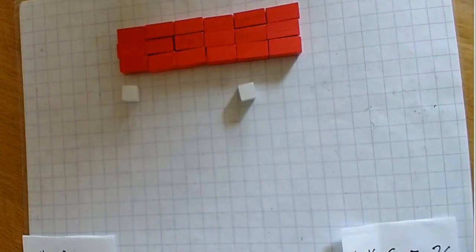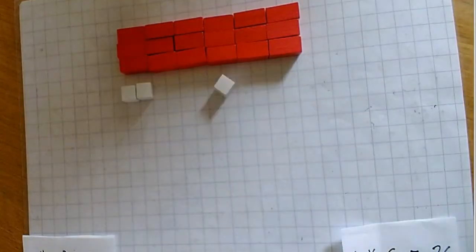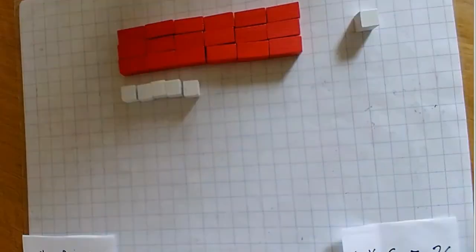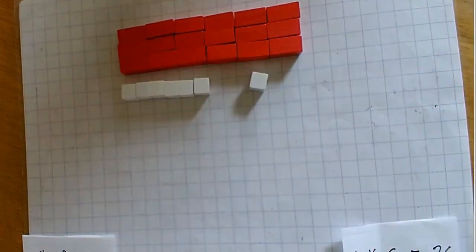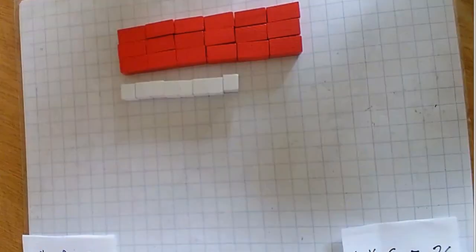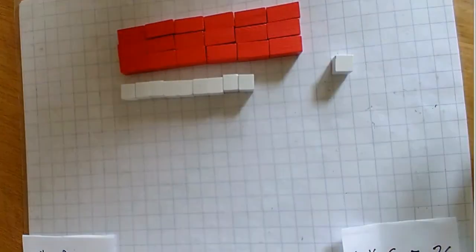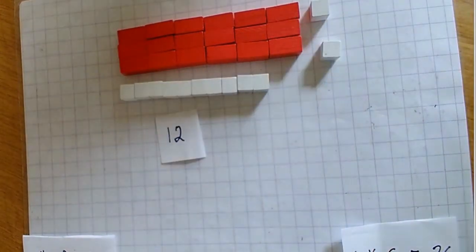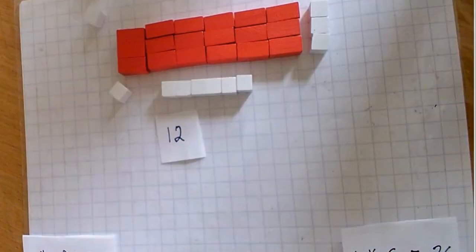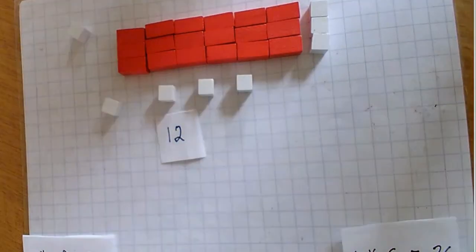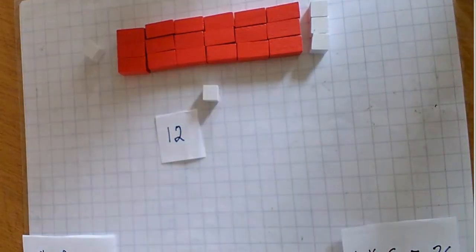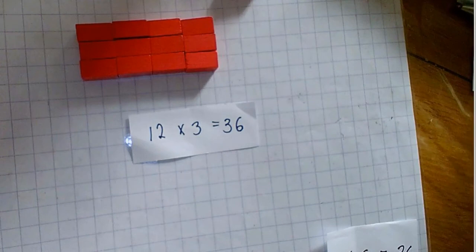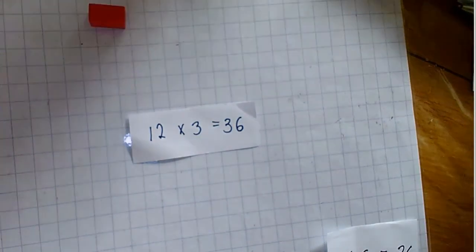So you have 1, 2, 3, 4, 5, 6, 7, 8, 9, 10, 11, 12. We've got 12 units on this side and 1, 2, 3 units on the other side, and we're just going to get rid of the excess cubes. So you have a 12 by 3 dimension for this rectangle. So 12 times 3, you have 36.